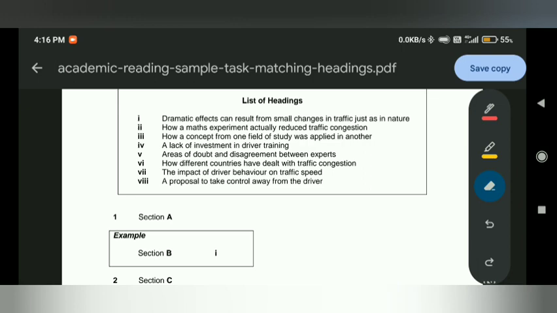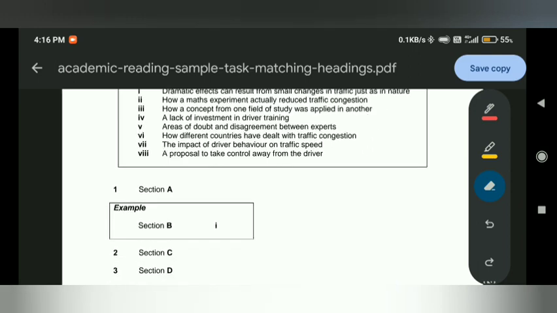There is nothing to talk about this also in this paragraph. The next option is how different countries, there is nothing told us about the countries. The next option is the impact of driver behavior. They haven't told anything about driver behavior. So the next option is a purpose to take control away from driver.